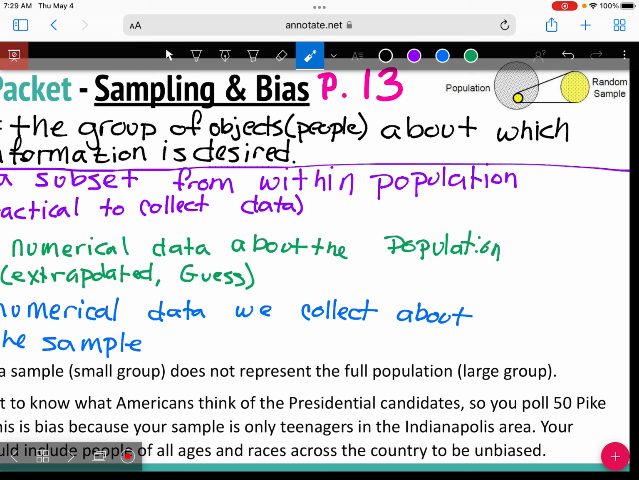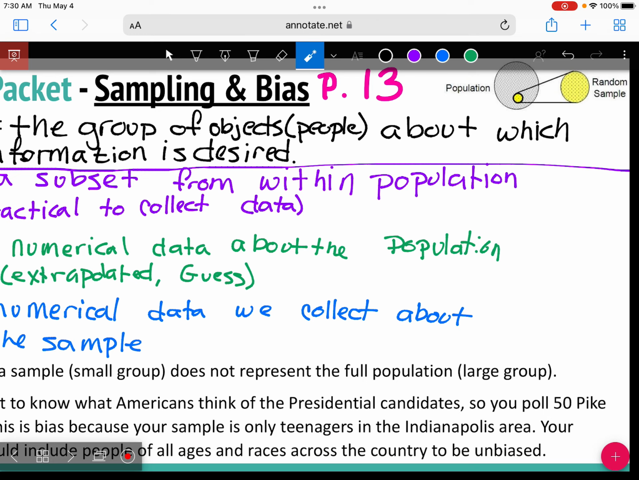Things like that, okay? So this is biased because it's not people who live on the coast. It's not people who live in urban areas or in rural areas. We need people of all ages, races, and different living situations from across the country to represent all of America. Pike High School, while very representative of a lot of things, only has people under 18. Maybe 18 at the tops. So it's not a good representative of all ages in America, not even all ages in central Indiana.